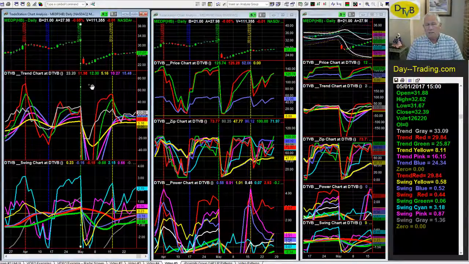You cannot see this from the candles, but you can see it from, in this case, the trend red line.